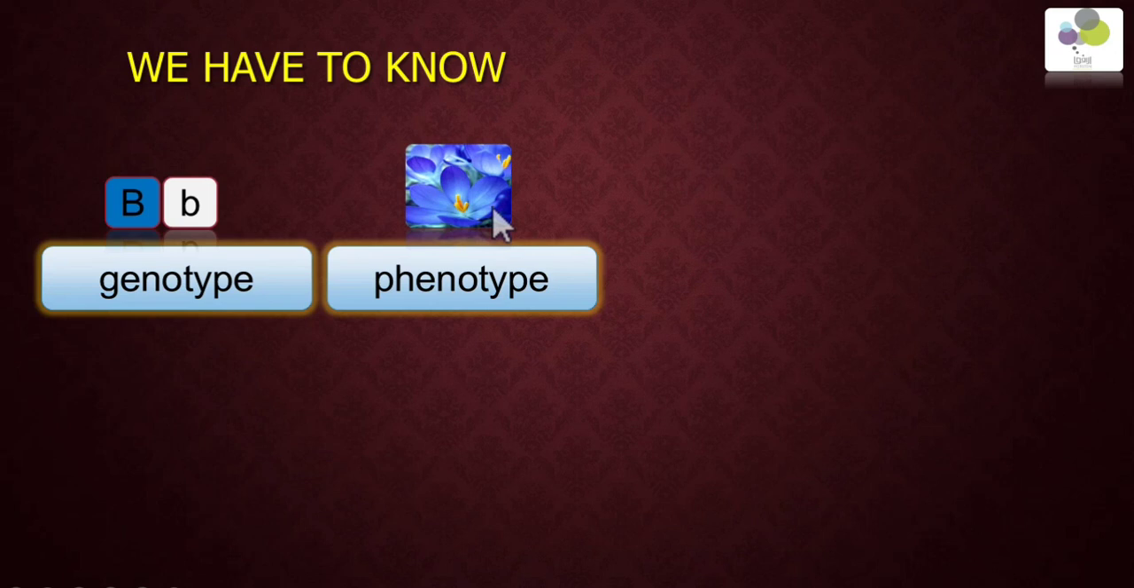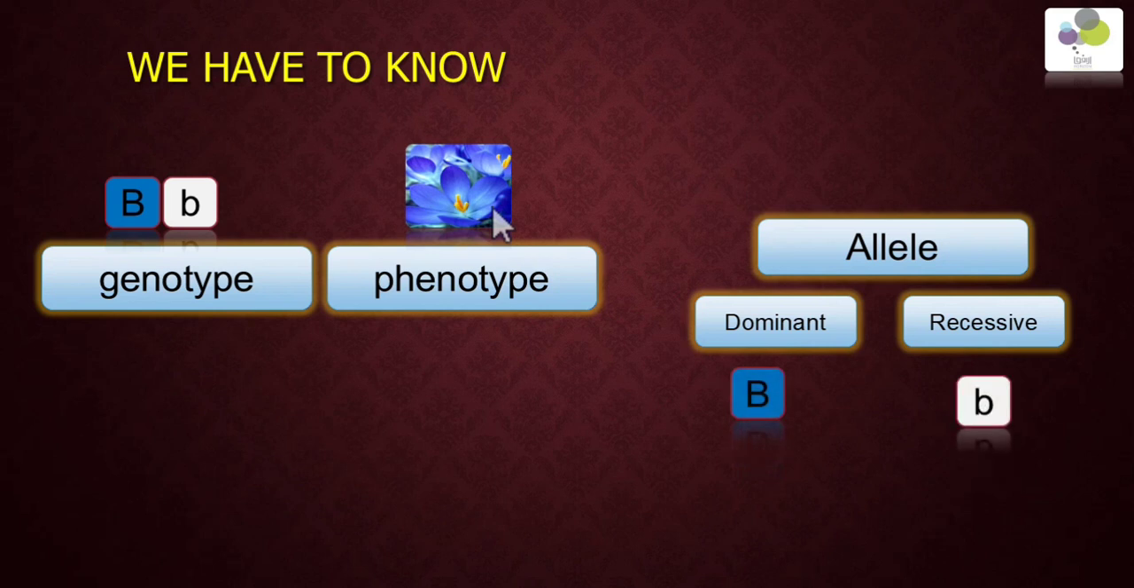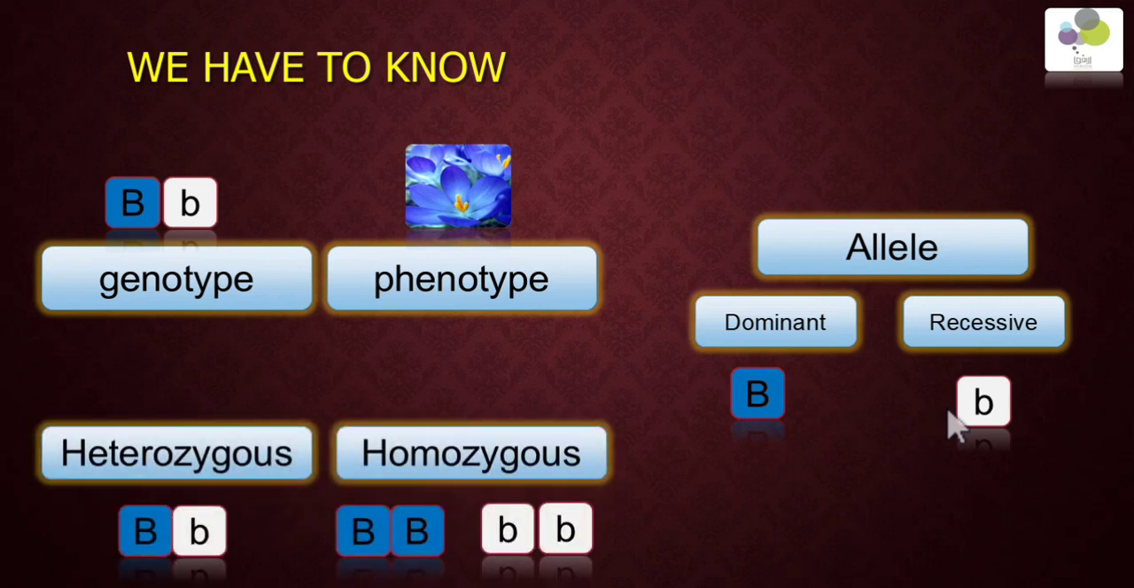Okay, one more thing, guys, we have to know the allele. The allele is like different versions of genes, and the allele may be dominant or recessive, and we always write the dominant with a capital letter and recessive with a lowercase or small letter. The organisms, guys, may be heterozygous or homozygous for a certain trait. If it's homozygous, that means we have two dominant alleles or two recessive alleles, so capital B capital B, or small b small b. But in the case of heterozygous, when the organism is heterozygous for a specific trait, that means we have one dominant allele and one recessive allele.